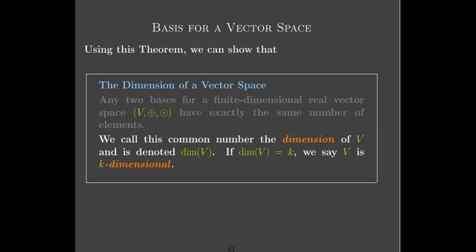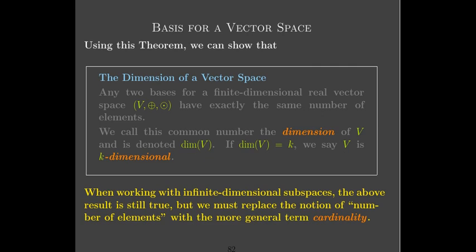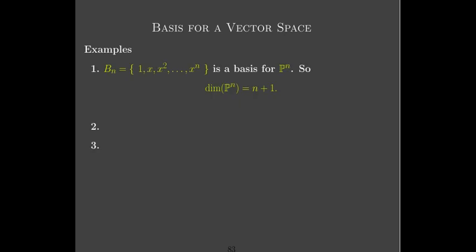And from this theorem, we can conclude that any two bases for a finite dimensional vector space have exactly the same number of elements. And that number of elements is what we call the dimension of the vector space. And if the dimension of the vector space is k, then we say that vector space is k-dimensional. Now, if we have infinite dimensional vector spaces, we have the same notion, but we replace the idea of number of vectors with the cardinality.